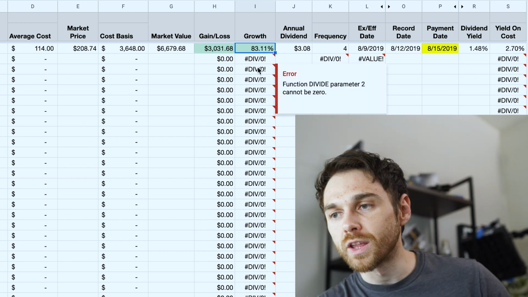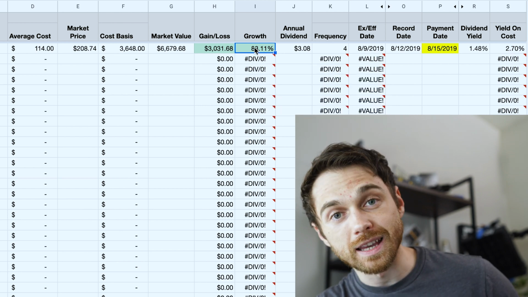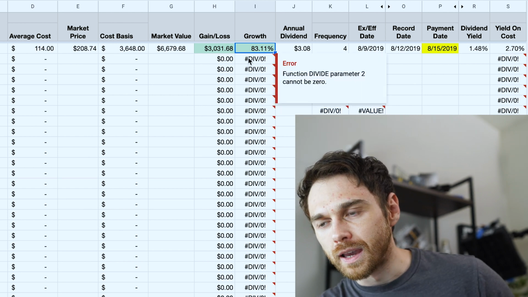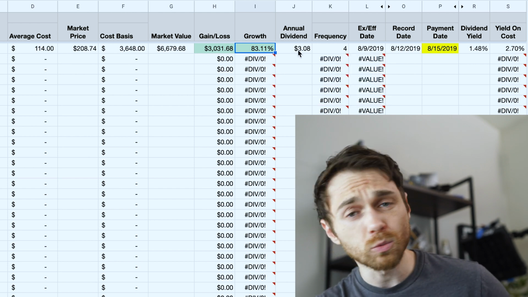So hindsight is 2020. I wish I had put all my money into Apple. Not really, don't do that. But look at that, 83% growth in the last, probably whatever it was, 5 or 6 years that I've owned Apple now, which is amazing.